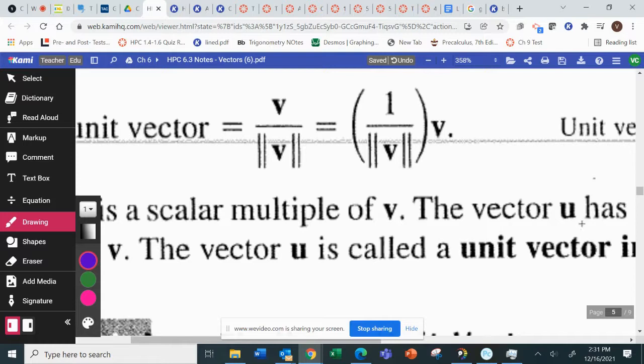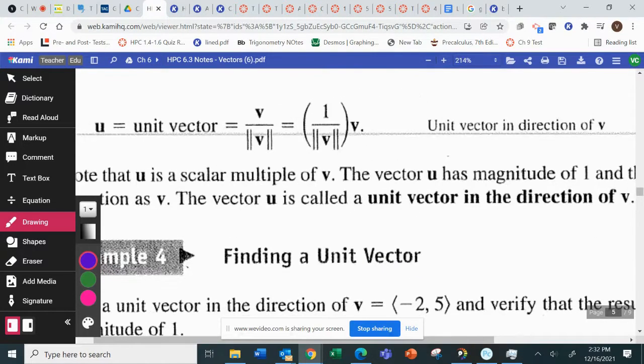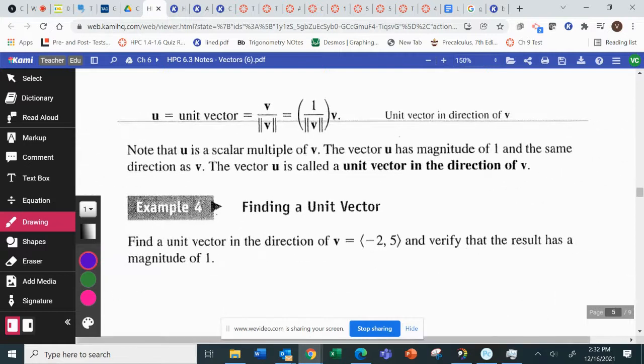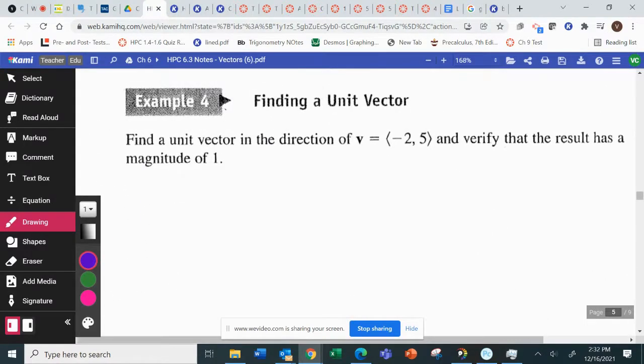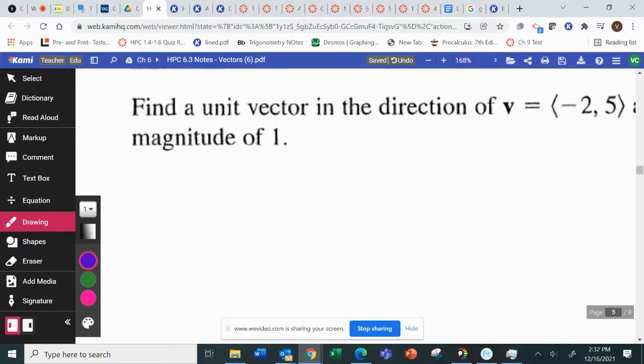Now it's a scalar. So that would mean I would distribute into the components in component form to find the unit vector. So we're going to find the unit vector in the direction of vector v, -2, 5, and verify that the result has a magnitude of 1. To do that, we need to find the magnitude.